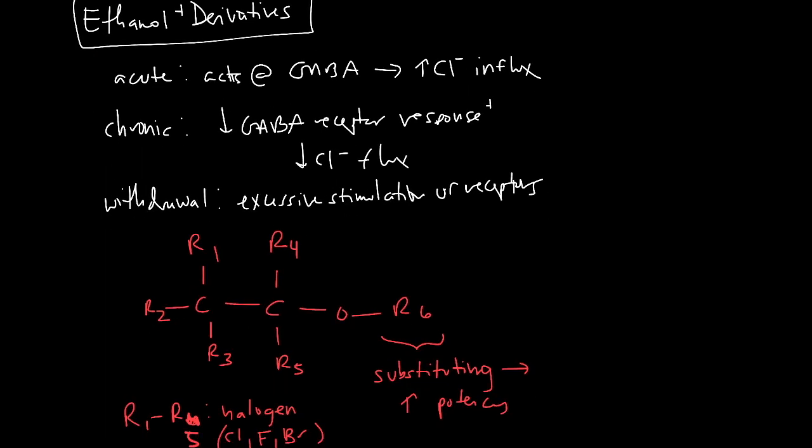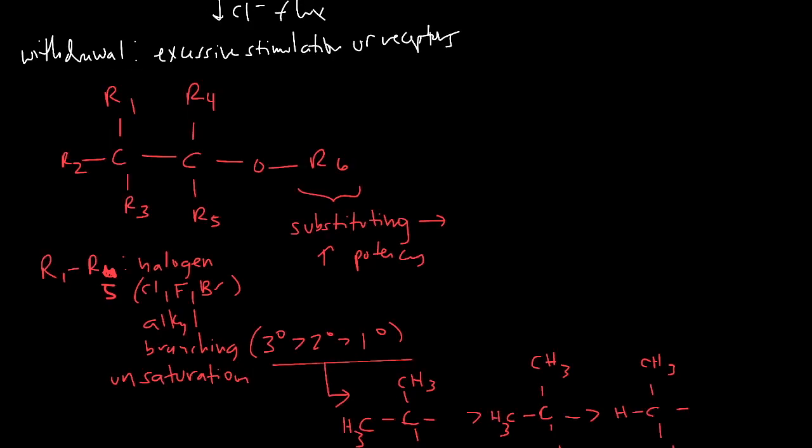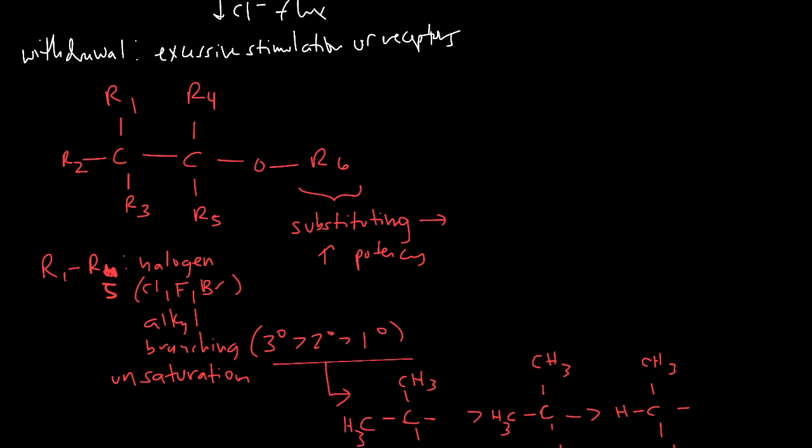Ethanol derivatives. Acutely, they act on GABA receptors to increase chloride influx. Chronically, they decrease GABA receptor response, therefore decreasing chloride influx through tolerance. Withdrawal symptoms occur because of excessive stimulation of receptors. In general, here is your basic structure of alcohols. You have carbons attached to an oxygen.